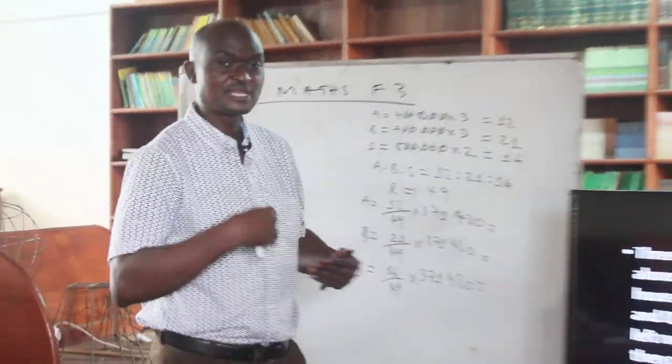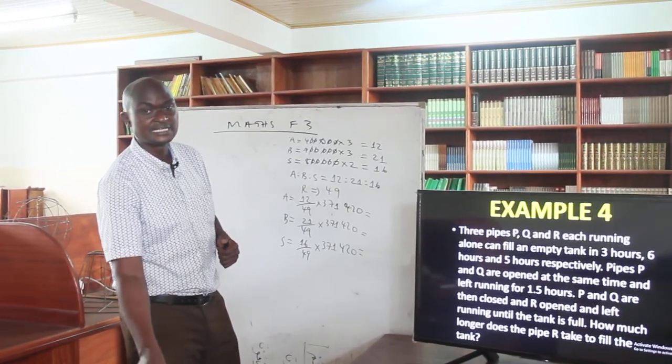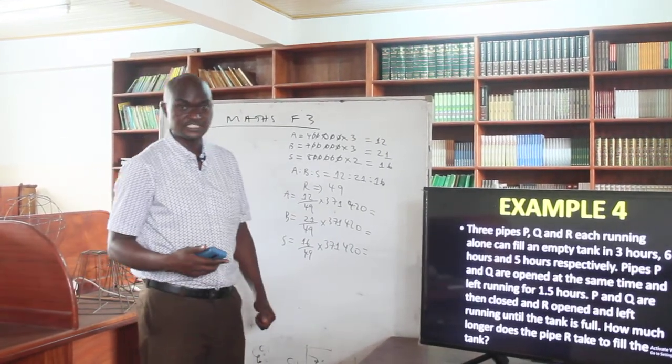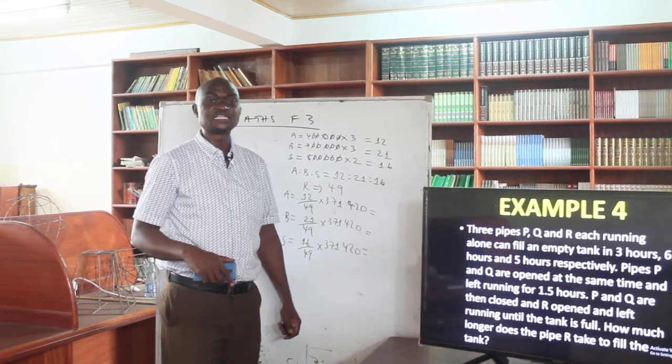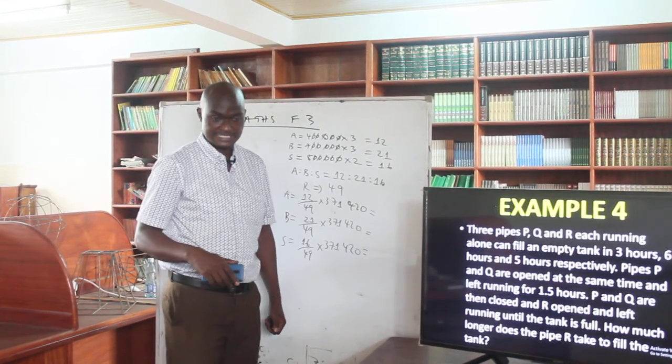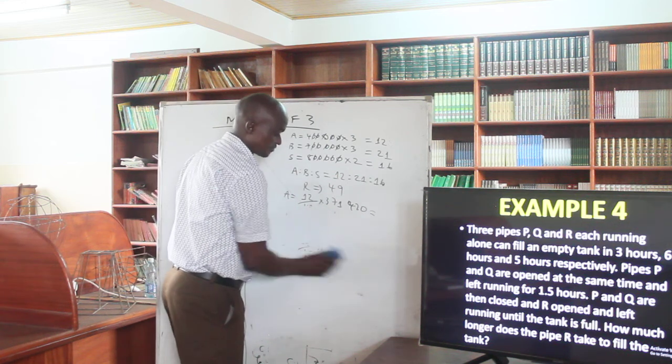We are now just looking at application questions to help us understand the concept that we have learned in the topic of compound proportions and rates of doing work. In our first part, we did look at 3 examples to help us understand what we've been learning. Now we're going to the 4th example.